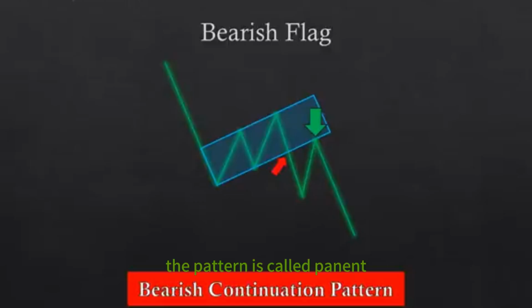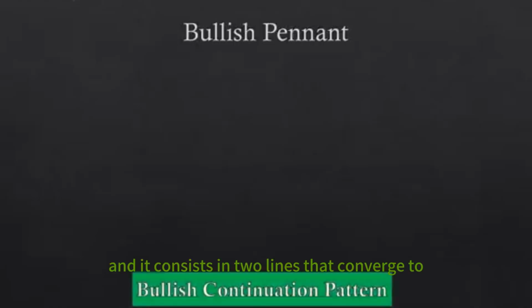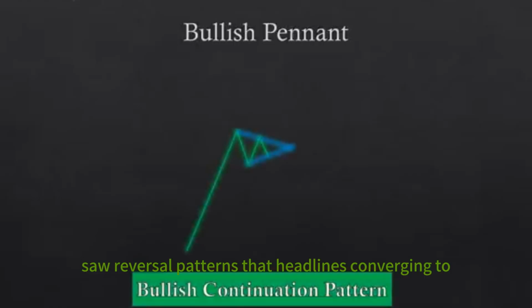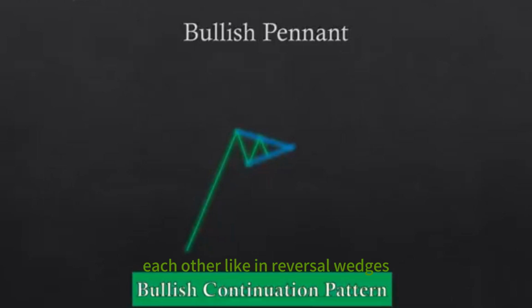The pattern is called pennant, and it consists of 2 lines that converge to each other. We already saw reversal patterns that had lines converge into each other, like in reversal wedges. But in those patterns, price was trending. In the pennant pattern, price is going sideways, so you can imagine a horizontal line that describes the angle of the pennant.